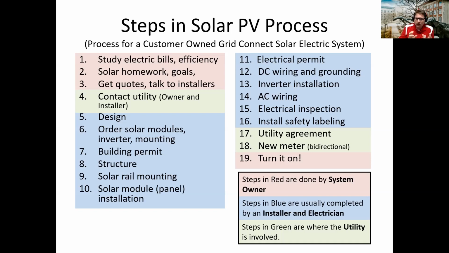So in the red in this slide are the things that you as a potential owner are going to do. The green is something that the utility does, or where the utility is involved, and the blue is where the installer and the electrician and those kind of people are involved. And so in this number 4, that's actually green for the utility, but the owner and the installer are involved as well. So that's a discussion, and you're bringing that utility in early in the process to have that discussion.